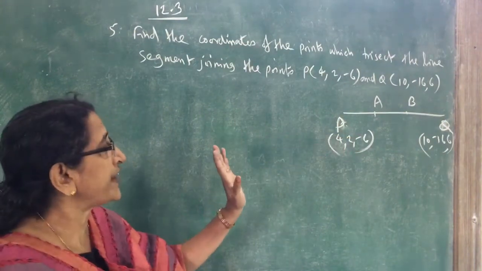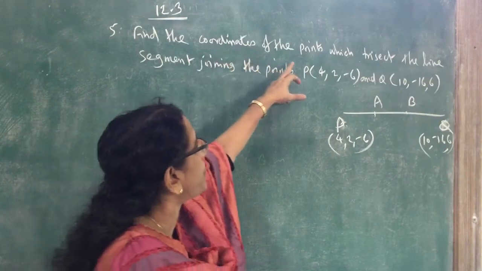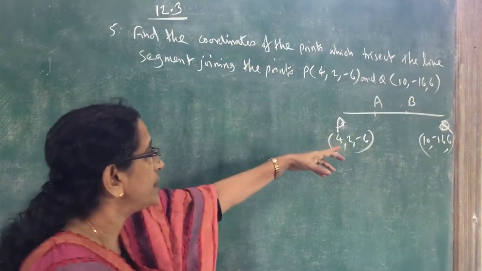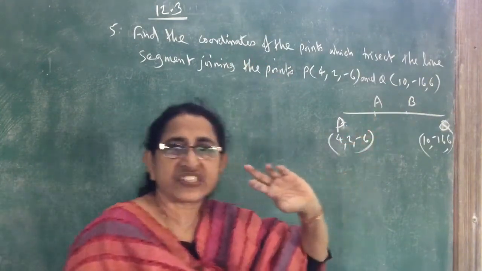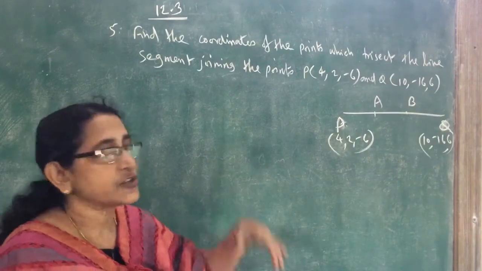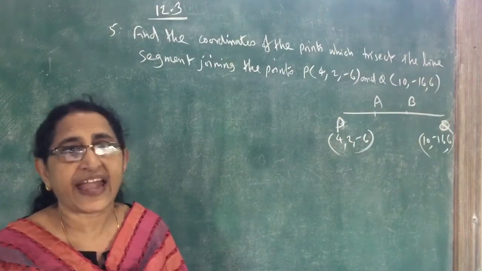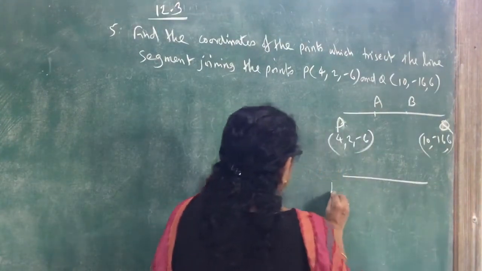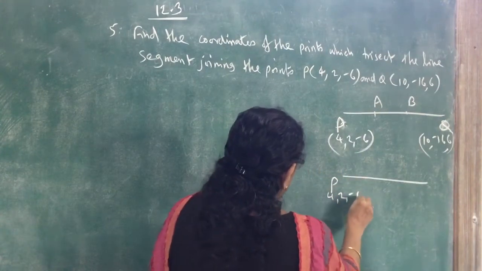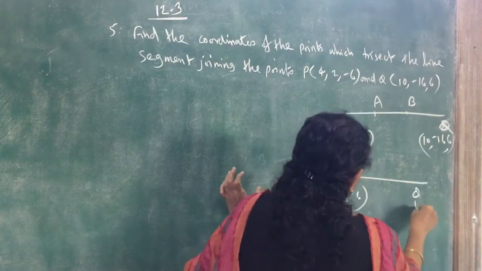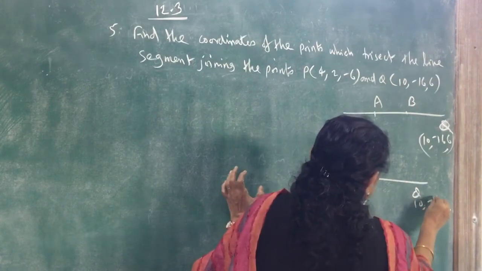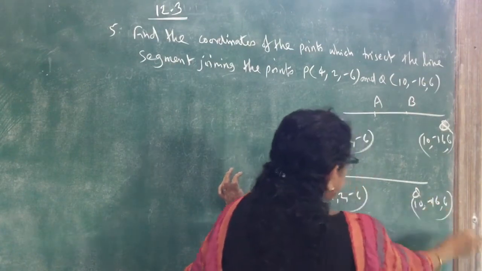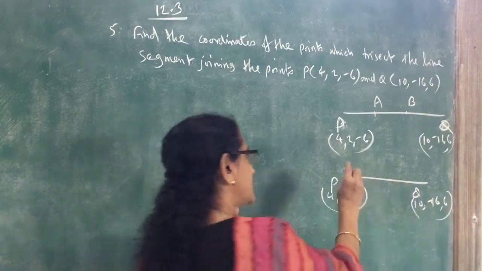The question is to find the coordinates of the points which trisect the line segment. So here A and B are the points which trisect the line segment PQ. So we have to find the coordinates of A and B. First we will consider A. P is (4, 2, -6) and Q is (10, -16, 6).